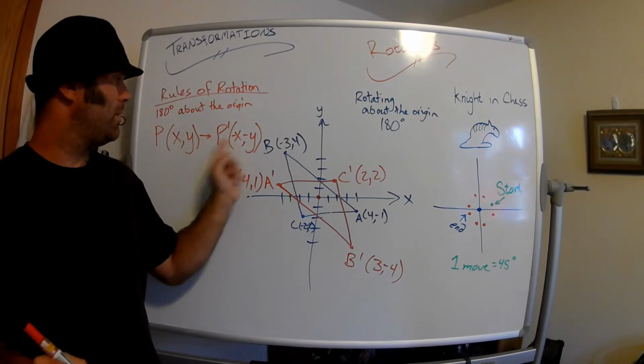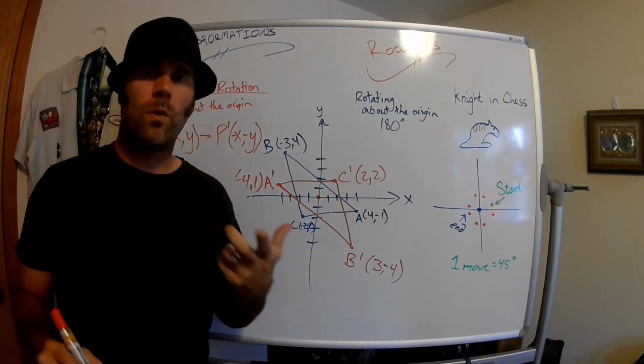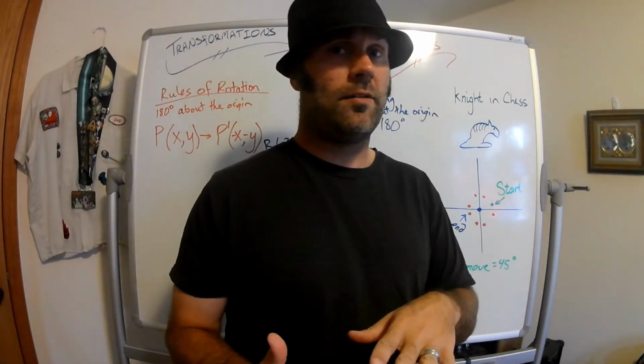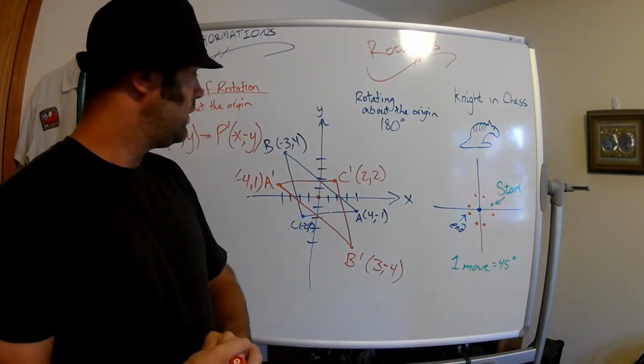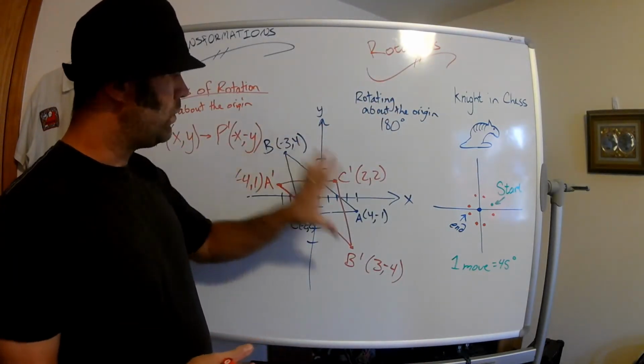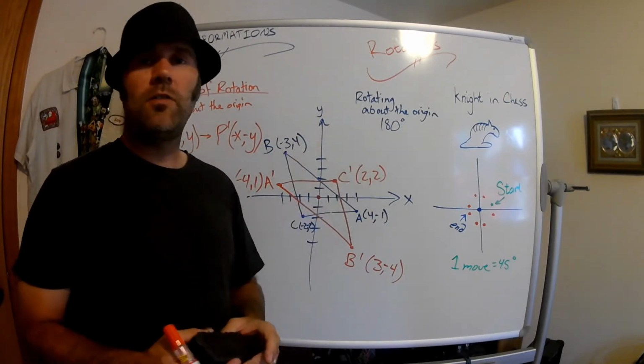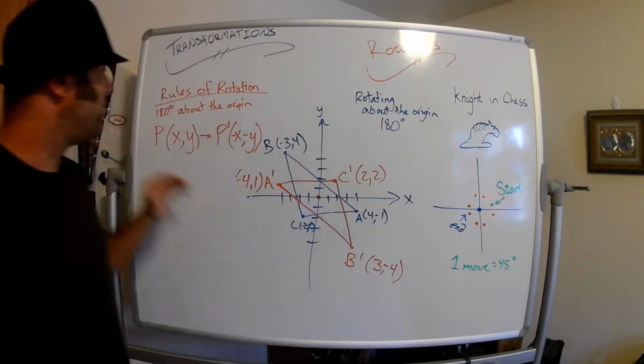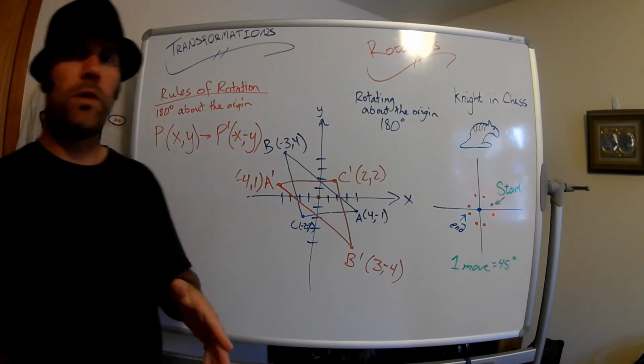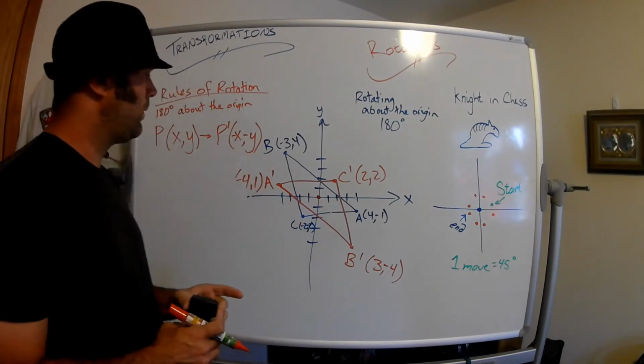The x became a negative and the y became a negative, or if it was already negative, it became a positive. So there you go. That's the rule for rotating about the origin 180 degrees. So if you write this rule down, it will help you in the future. So definitely want to put that in your notes.